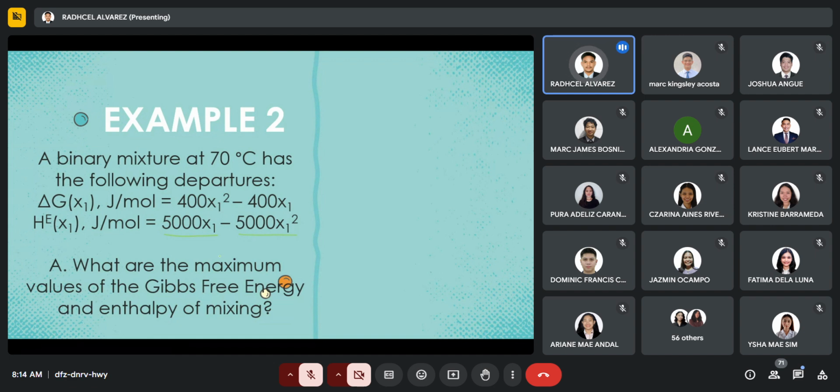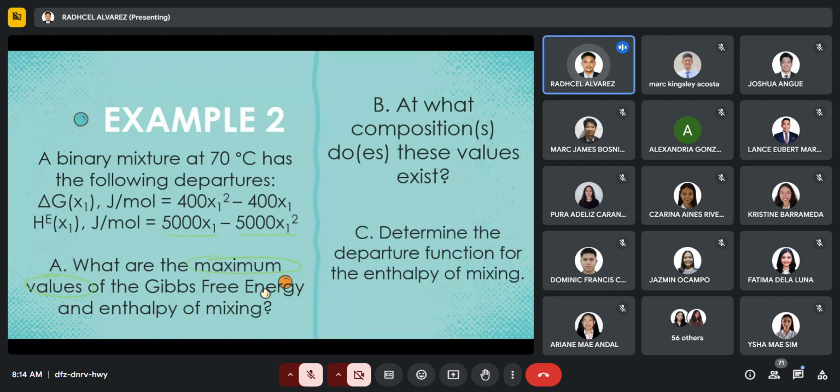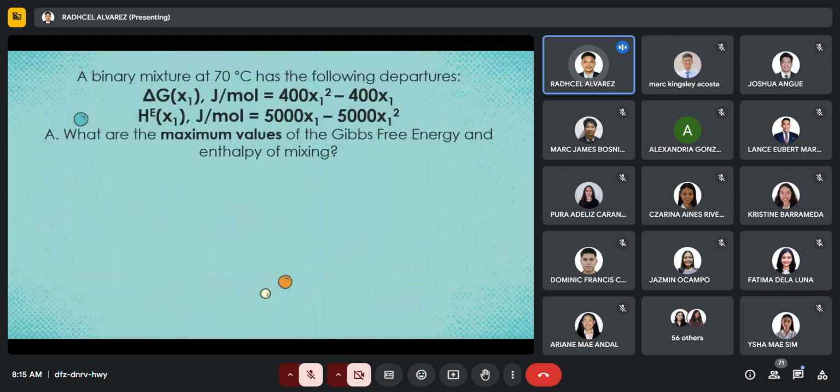So, we are asking for the maximum value. What would their maximum value be? Next, at what compositions do these values exist? And determine the departure function for the entropy of mixing. Sorry, this is not enthalpy, this is entropy, the entropy of mixing, because we already have the given for enthalpy. Okay? So, how do we solve it? Let's first go to question A.